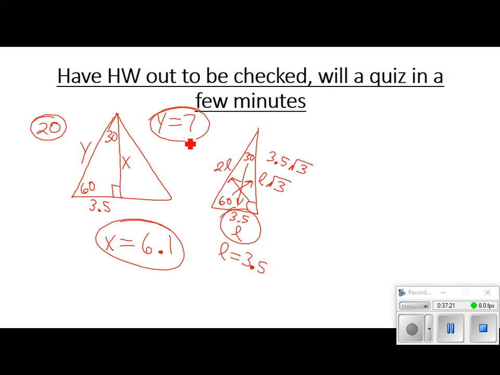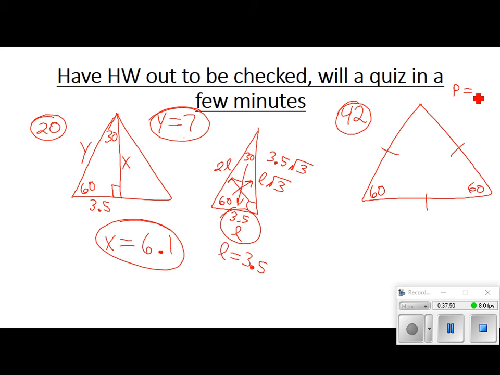Next question, 42. The perimeter of an equilateral triangle. What do you know about an equilateral triangle? All angles are 60. What else? All sides are equal. They say the perimeter is 39. How's that going to help us? 39 divided by 3. 13. So how long is this side? 13. How long is this side?